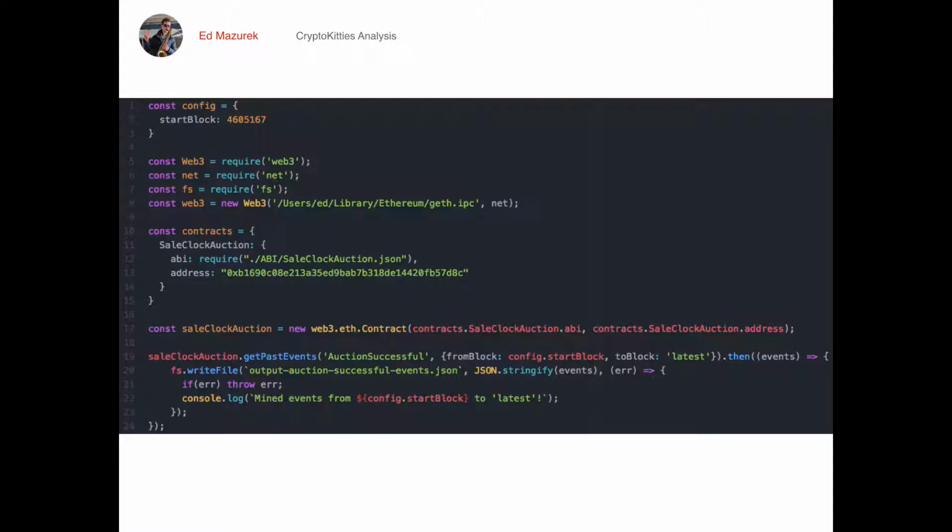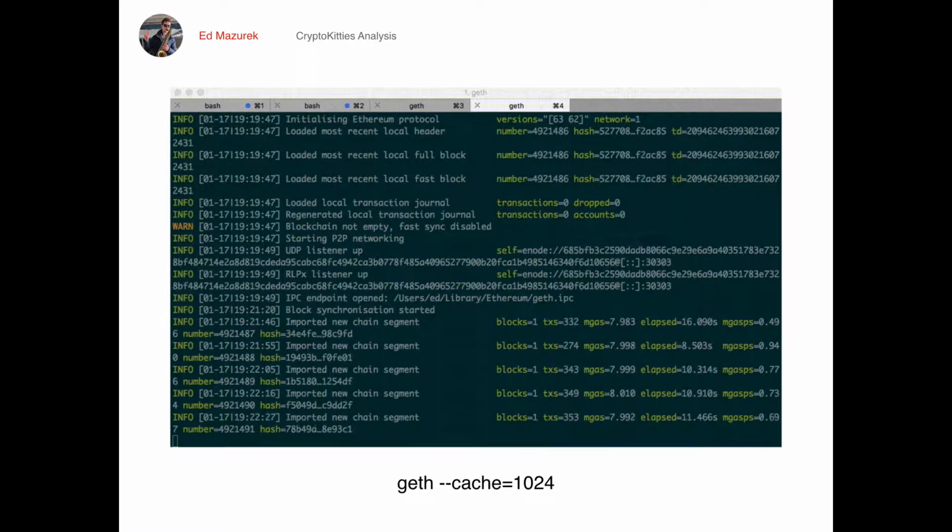So here is some JavaScript that is basically pulling auction successful events from a smart contract instance. I don't want to go too much into it. I just want to give you guys an idea. This is a pretty elementary way of doing it, but I can share the script that I used on GitHub or something like that.